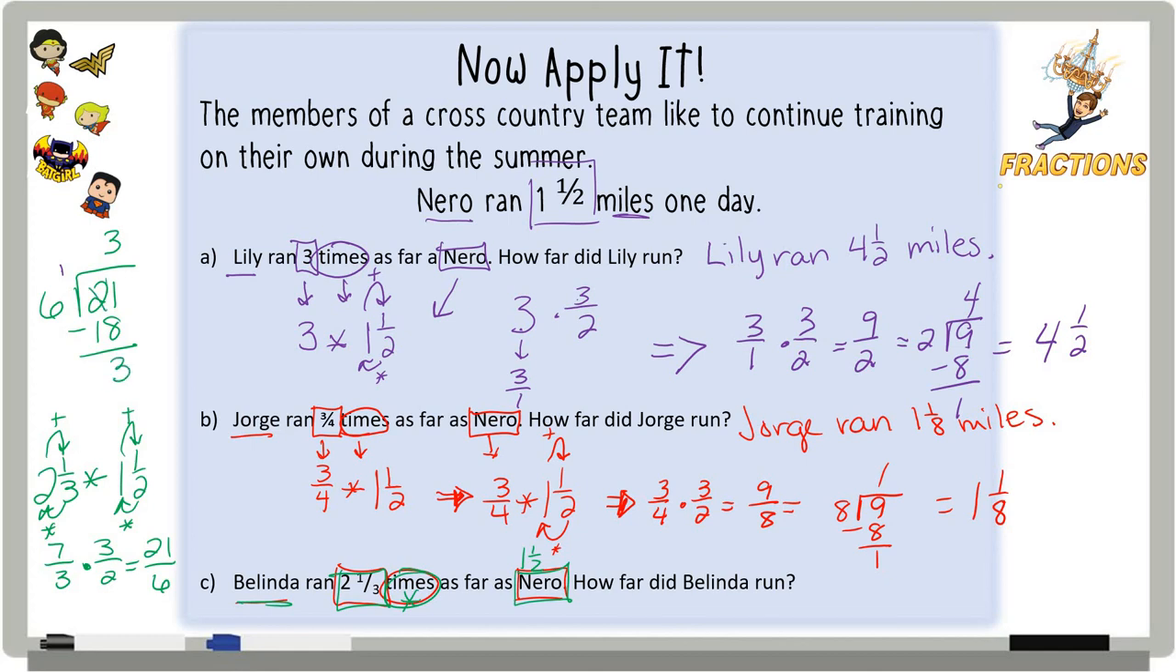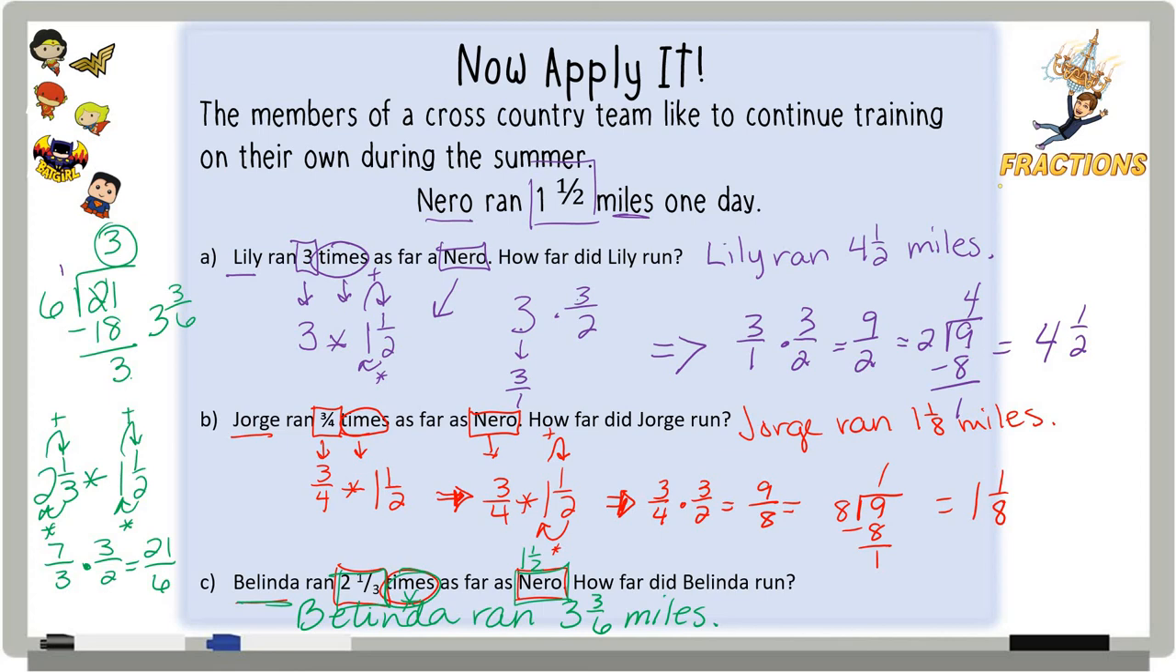So what that tells me is Belinda ran 3 whole miles, and then this is my leftover, which would be 3 3/6, which we know is the same as 1/2, but we can leave it as 3 3/6. That's fine. And we would write out our answer. Belinda ran 3 3/6 miles.